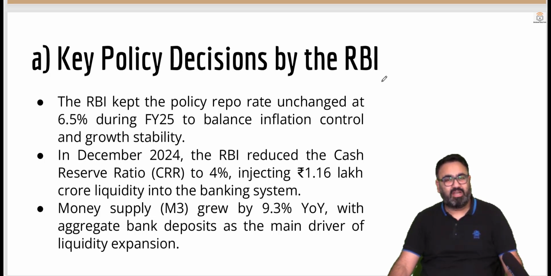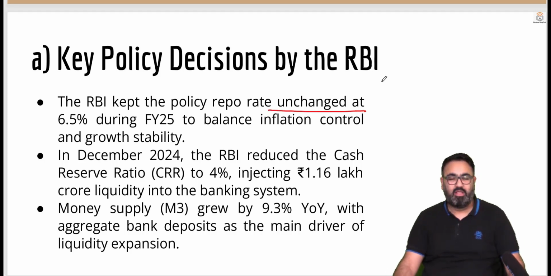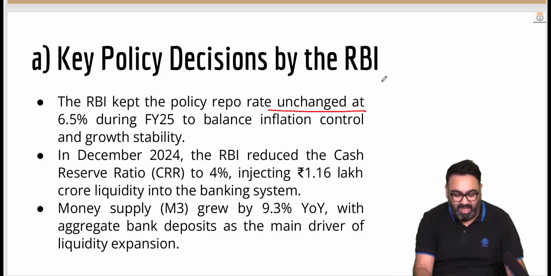These are some important decisions that RBI took throughout the year as per this chapter. RBI kept the repo rate unchanged at 6.5% for most part of the year. In December 2024, however, the CRR was reduced.